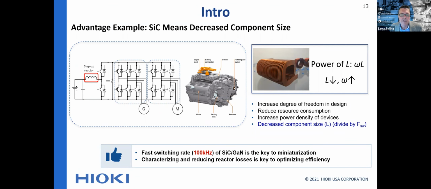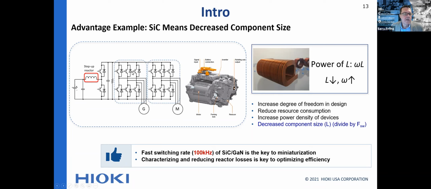So here's what a designer may be motivated to do. They may be motivated to take this dual inverter design here, which has both a generator and a motor tied to it. This could be part of an automobile. And this step-up reactor and this battery, and make it all work better, go faster, run cooler, go further, and be smaller. And SiC and GaN can help him do that.